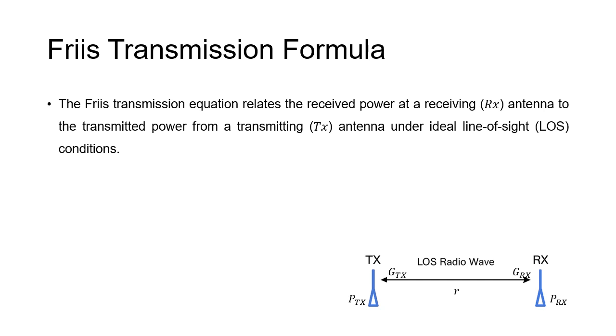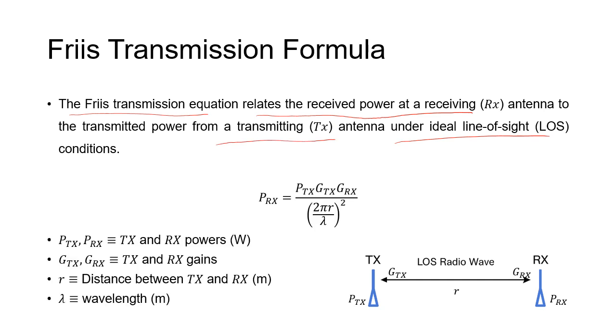So if we are under line of sight conditions, we can apply the Friis transmission equation or formula to relate the received power and the transmitting power. This is the Friis transmission equation, and the received power depends on the transmitted power and the gains of both the transmitting and receiving antennas, divided by what's called the path loss.